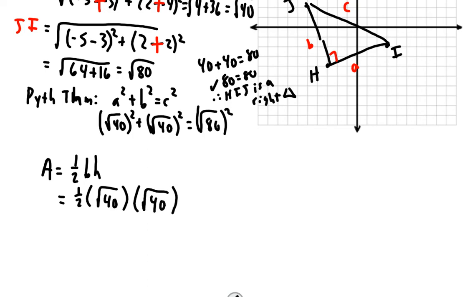Square root of 40. So we get 1/2. We can actually multiply the square root of 40 times the square root of 40 is the square root of 1600. And of course, the square root of 1600 there is 40. 1/2 of 40 there is 20 square units.